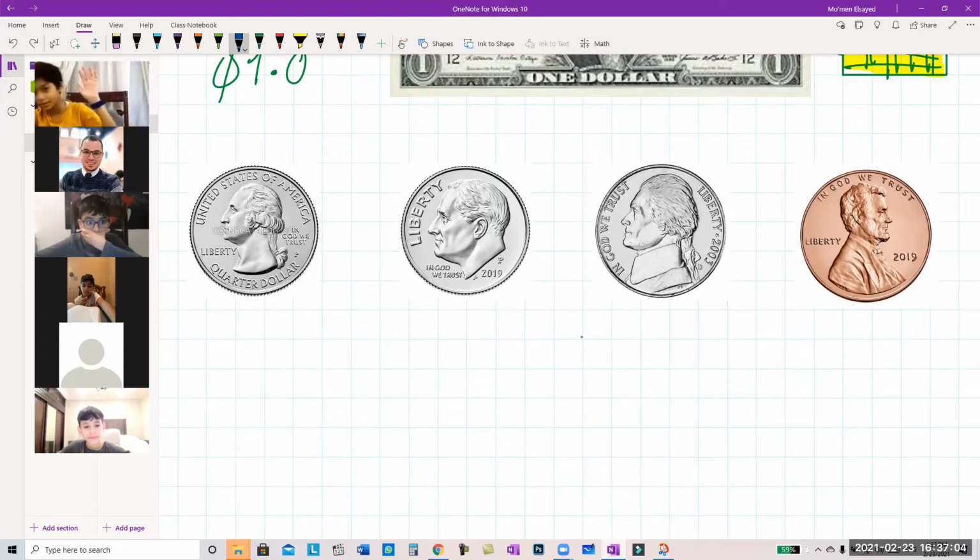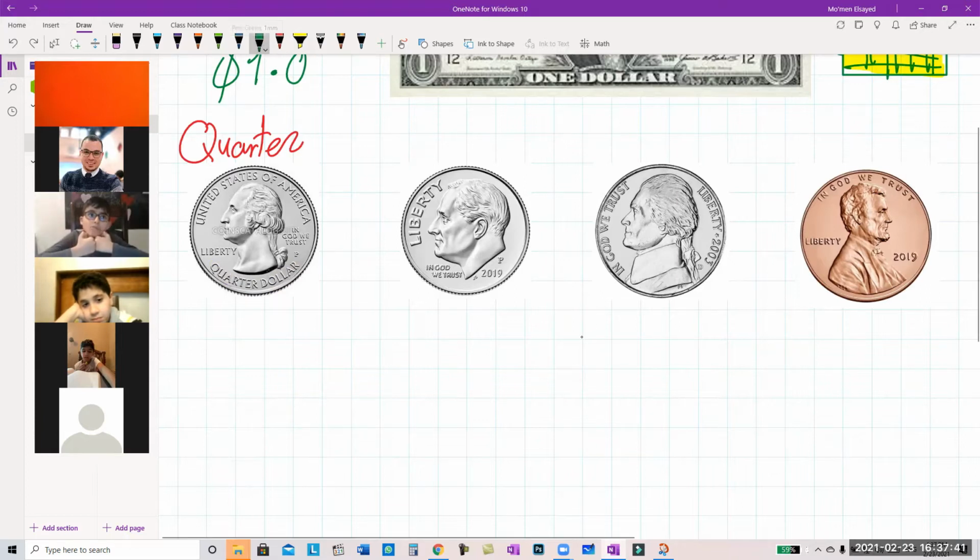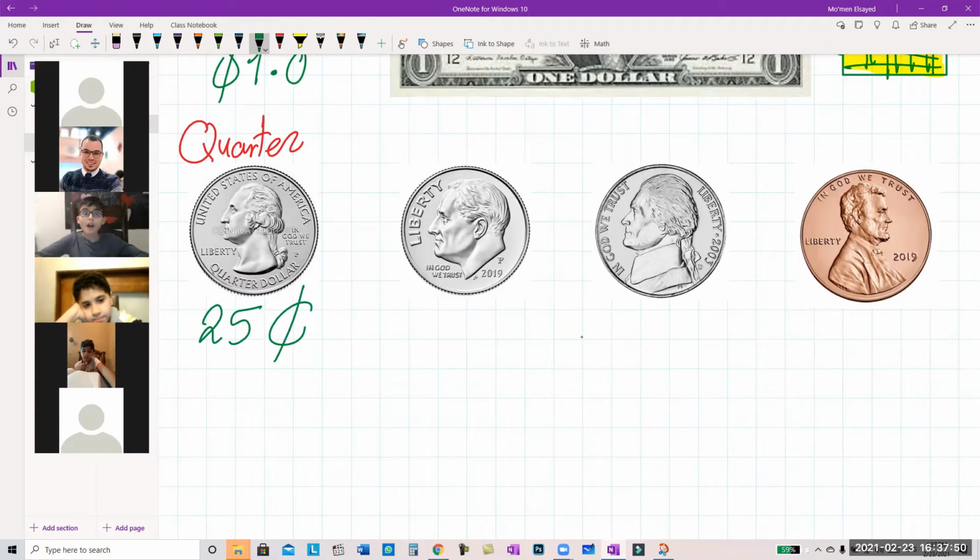Let me ask Faris. No, no, I will tell you. This is a quarter, a quarter of a dollar. Do you see it? It's written here. So if you want to write it as cents, how many cents are in a quarter of a dollar? It will be 25 cents.